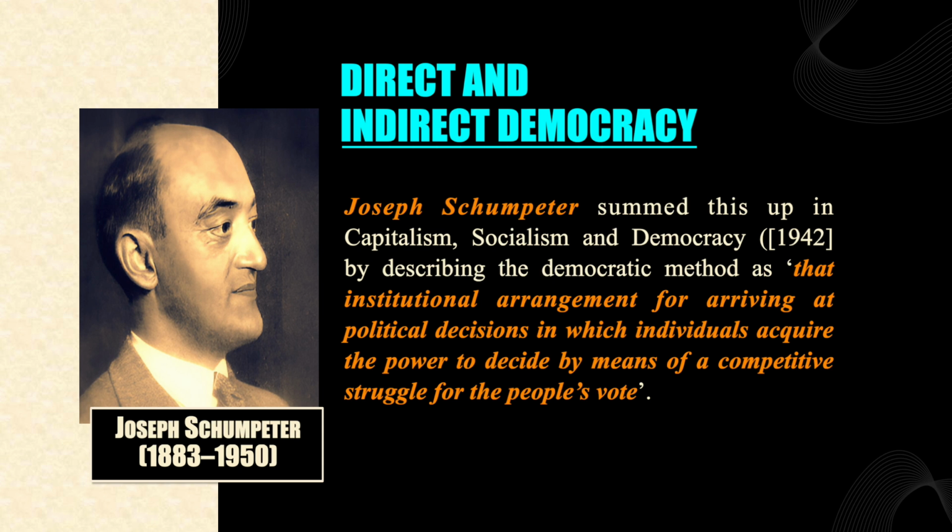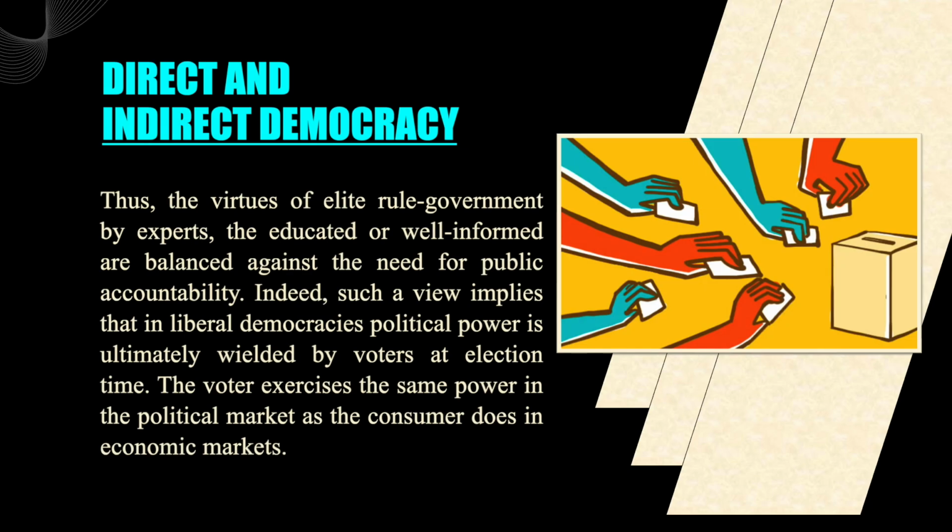Joseph Schumpeter summed this up in Capitalism, Socialism and Democracy by describing the democratic method as the institutional arrangement for arriving at political decisions in which individuals acquire the power to decide by means of a competitive struggle for the people's vote. Thus, the virtues of elite rule, government by experts, the educated or well informed, are balanced against the need for public accountability.